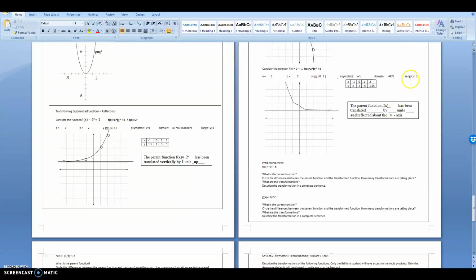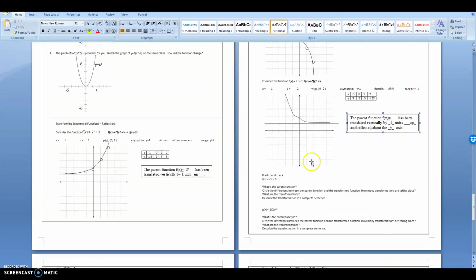So this tells me my range is actually greater than, which makes sense, the same here. The only thing that changed was the direction, right? So this was growth, now it's decay. So we know that it's translated still vertically by 1 unit up and reflected about the y-axis.